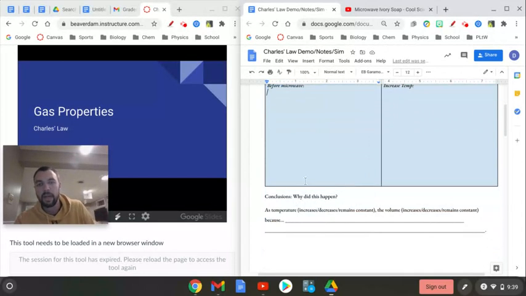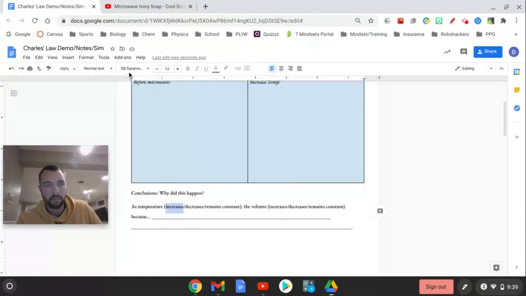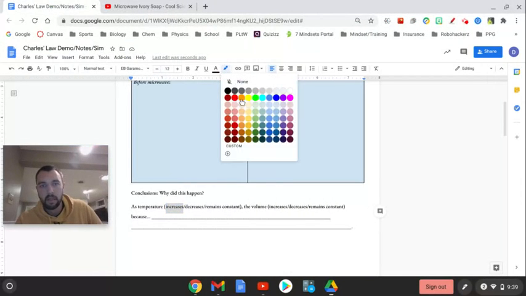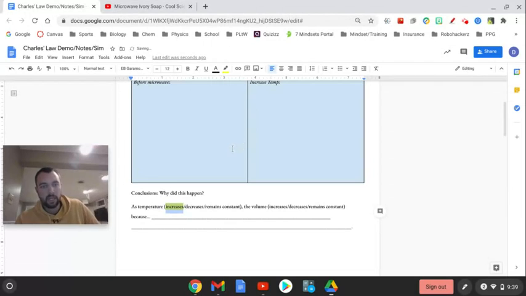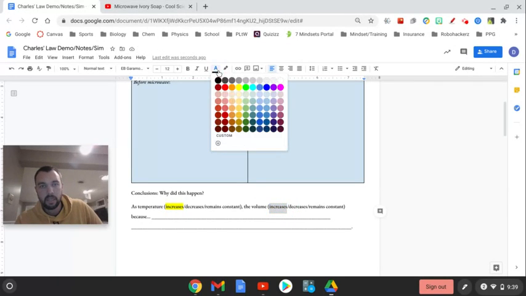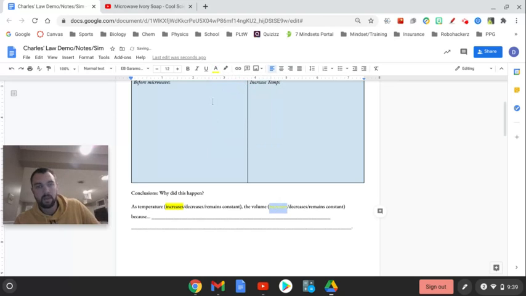All right, conclusion. Why did this happen? As temperature increases, the volume increases. So, whoops, I made that one yellow. That's okay. It'll stand. Maybe I'll do red. It'll stand out a little bit more.